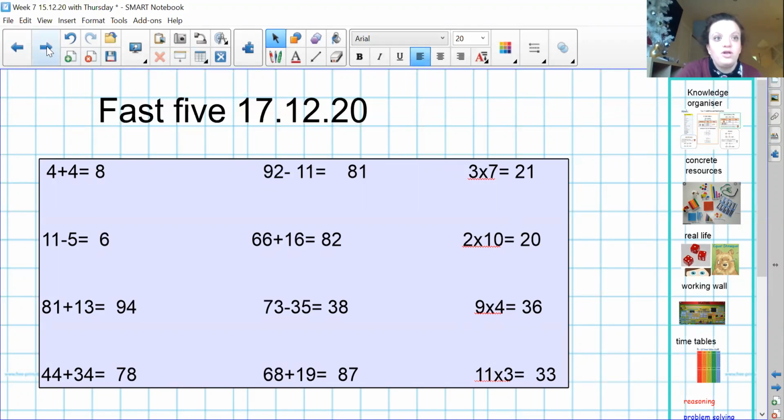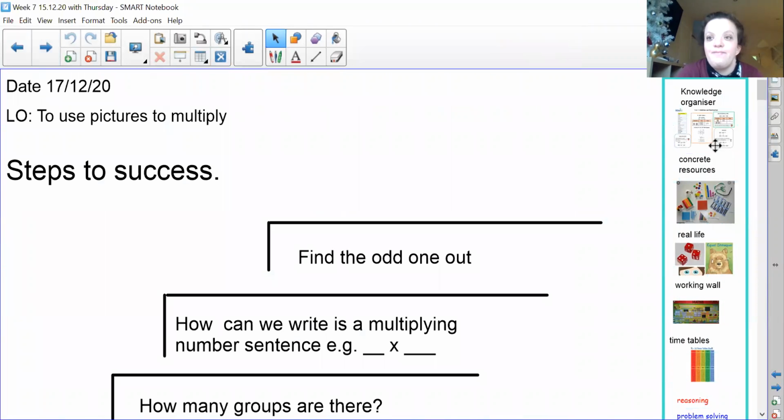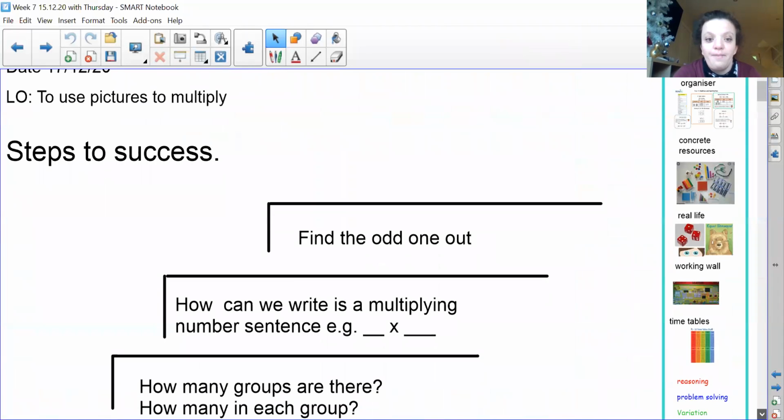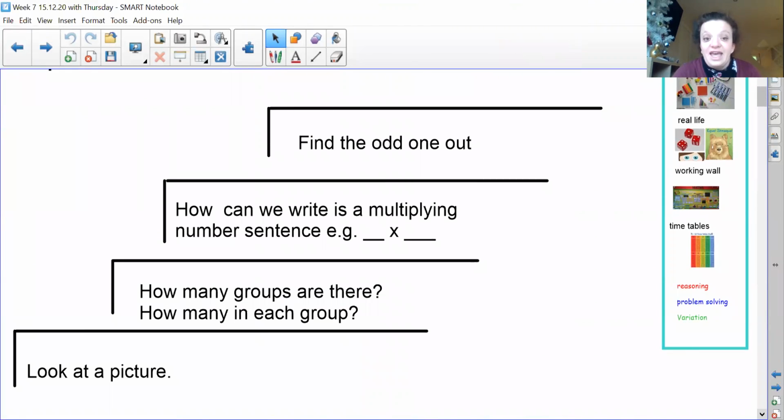Now let's move on to today's learning. We're going to be using pictures to multiply today, and here are our steps to success. We are going to look at a picture, see how many groups are there, how many are in each group, write down our multiplying sentence, work it out, and then also we've got some problems later on where we're going to find the odd one out. Okay, let's have a go.